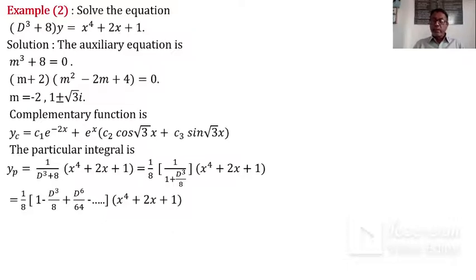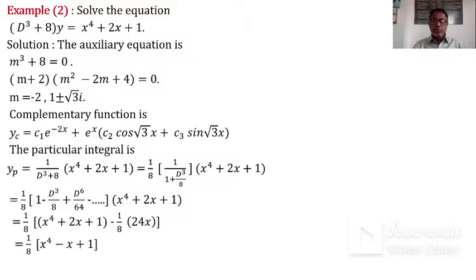That means higher order derivatives are not necessary. Here the highest power of x is x to the power 4. Therefore, the derivative of highest order is to be 0. Fifth order, sixth order derivatives are to be 0. We avoid those terms and directly we simplify this.